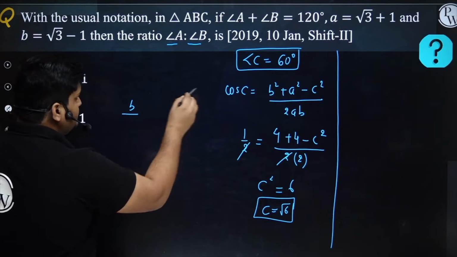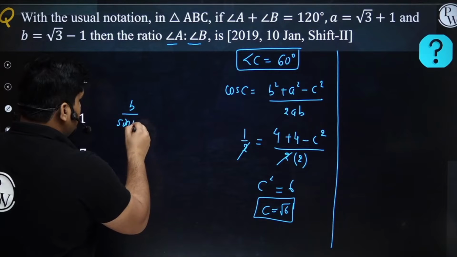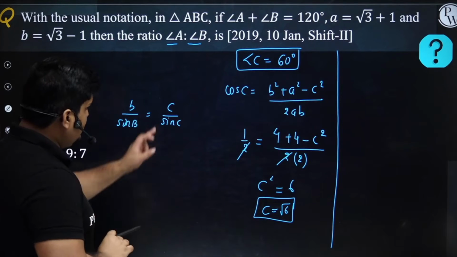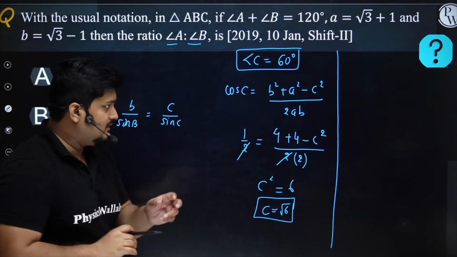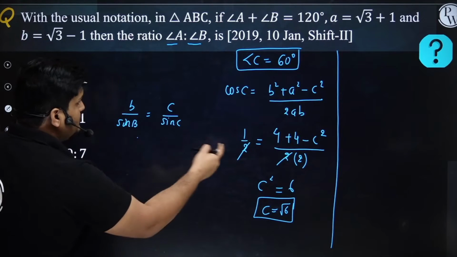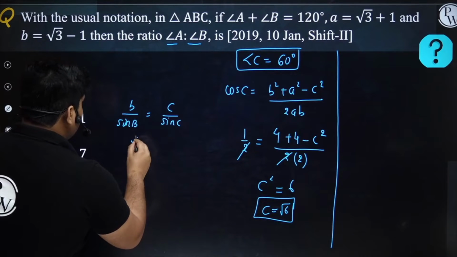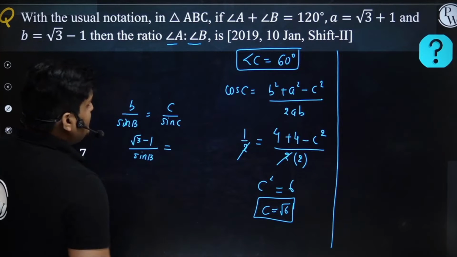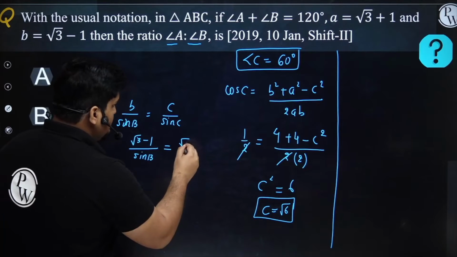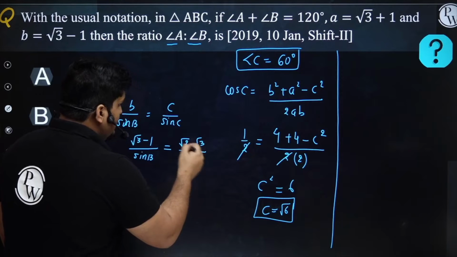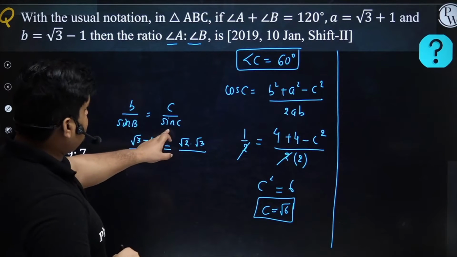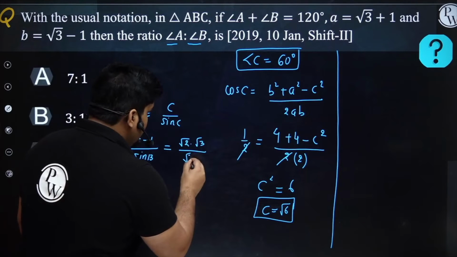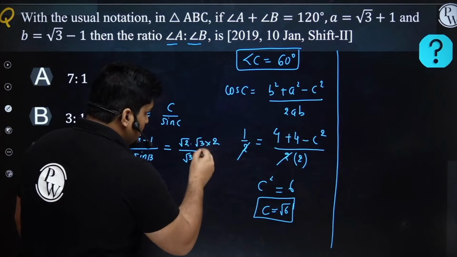B upon sine B is equal to C upon sine C. So what is b? b is known. b is root 3 minus 1, divided by sine B, which is unknown. What is c? c is root 6, which I can write as root 2 into root 3, divided by sine C. Now what is sine C? Sine C is sine 60, and sine 60 is root 3 by 2. Root 3 will cancel out.